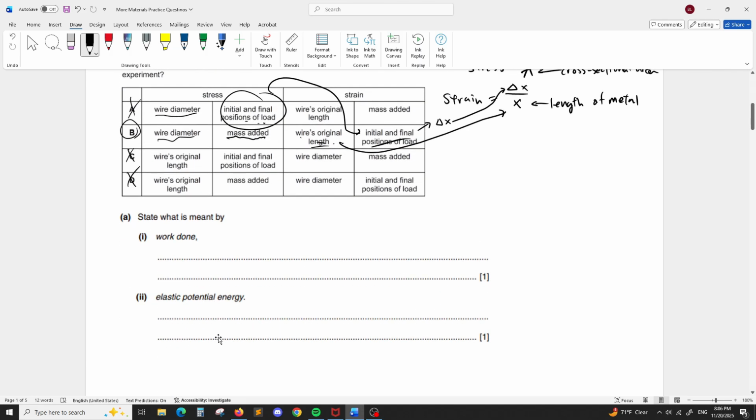State what is meant by work done. So work done is going to be force times displacement in a certain direction.